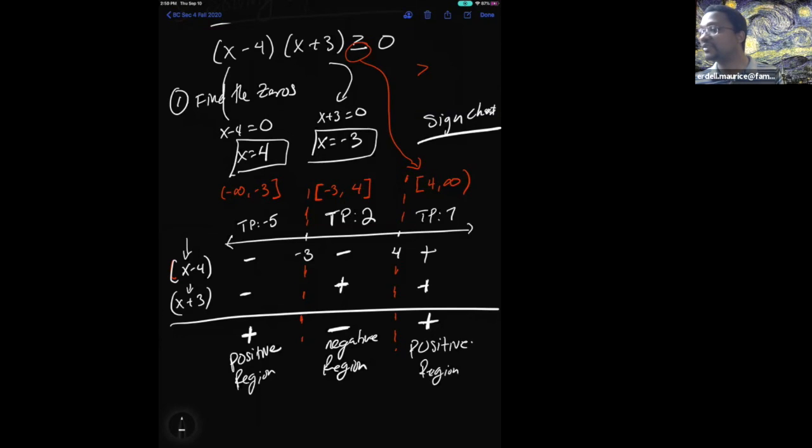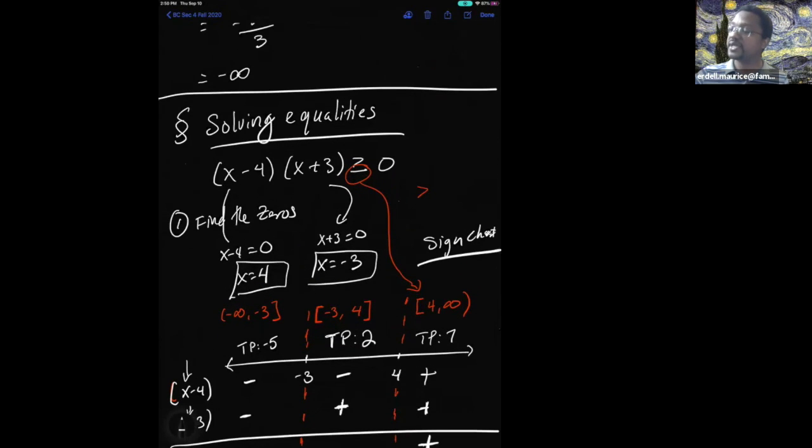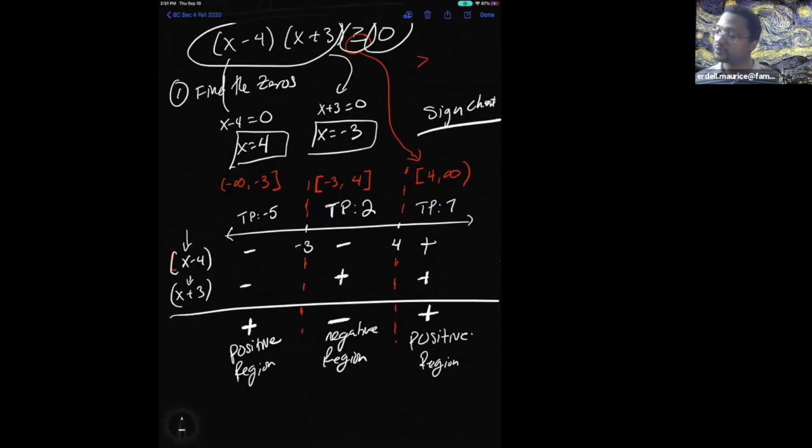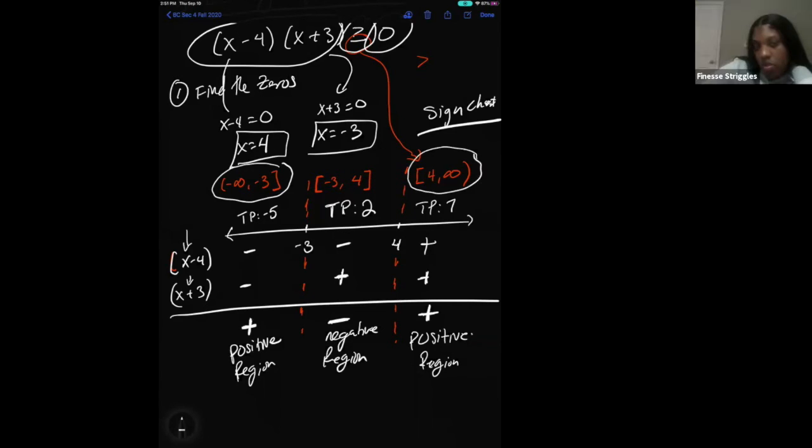So with that being said, I go back to my problem. My problem is saying, when is this function greater than or equal to 0? Well, what kind of numbers are greater than 0? Positive numbers or negative numbers? Positive numbers. So where are the positive regions in this problem? The first positive region extends from negative infinity to negative 3. And then the second positive region extends from 4 to infinity, correct? Yes.